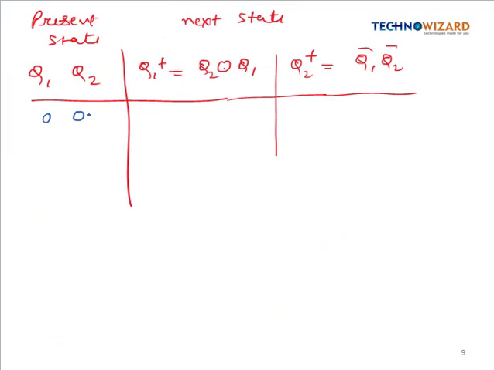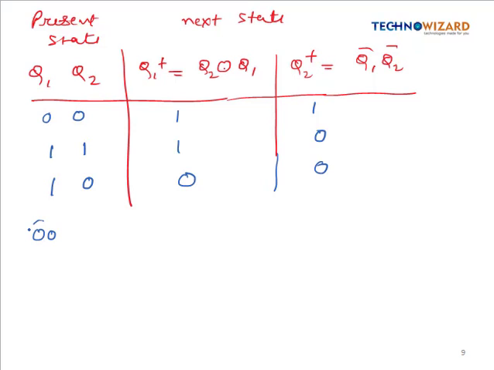Now 0 0 XNOR is 1, and the Q2 positive value will be Q1 bar, this is 1 into 1 is 1. So now the next state will be 1 1. Then 1 1 XNOR is 1 and this will become 0, so the next state is 1 0. Then 1 0 XNOR is 0 and this will become 0. So now the signal is repeating.